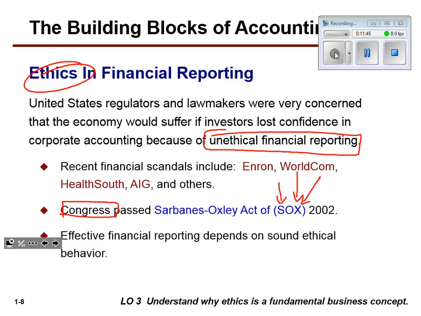I'll read to you what it says. United States regulators and lawmakers were very concerned that the economy, so our U.S. economy, would suffer if investors lost confidence in corporate accounting because of unethical financial reporting.